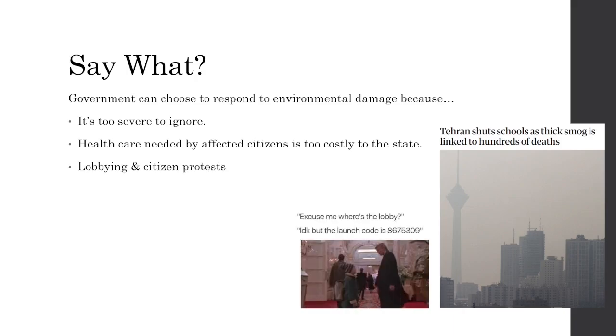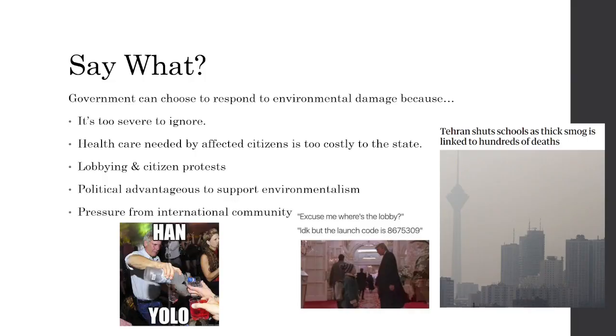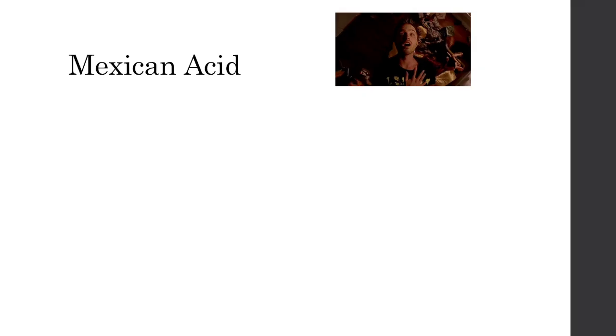There could be lobbying and citizen protests bringing these issues to their attention. It could be politically advantageous to support environmentalism, so they could get platforms and votes if they say and enforce certain environmental standpoints, because the citizens may promote and believe in them as well. They could also have pressure from the international community. They could see certain supranational organizations like the UN place sanctions on them and negatively affect their economy if they don't address certain environmental issues.